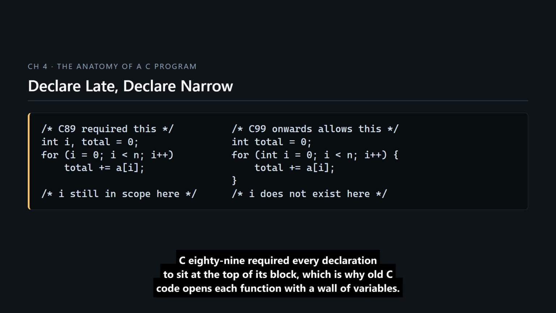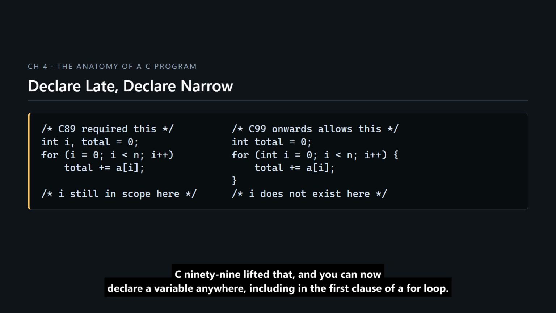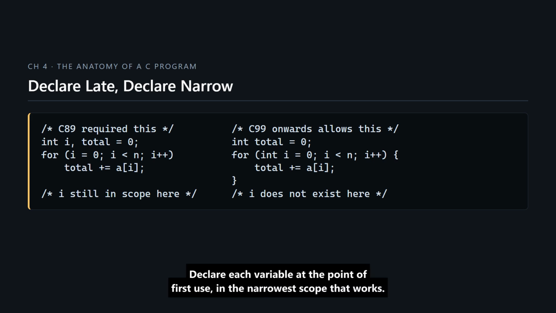C89 required every declaration to sit at the top of its block, which is why old C code opens each function with a wall of variables. C99 lifted that, and you can now declare a variable anywhere, including in the first clause of a for loop. Use it. Declare each variable at the point of first use, in the narrowest scope that works.